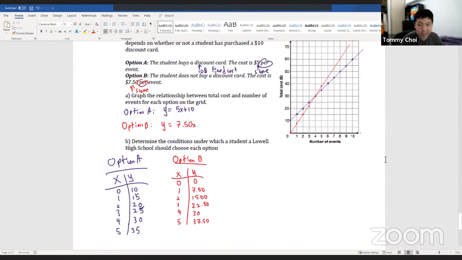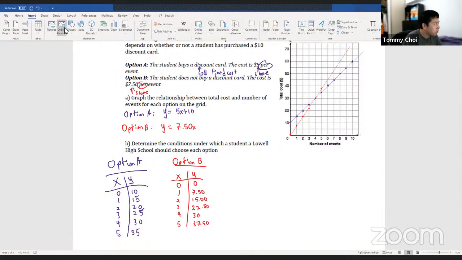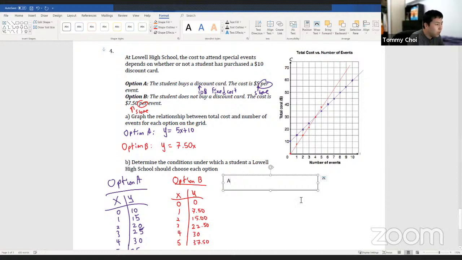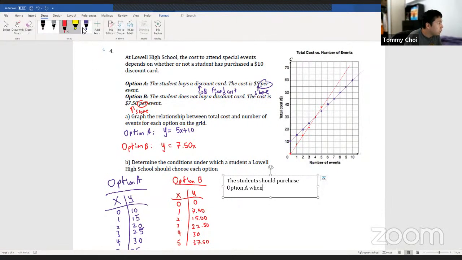So notice how the question doesn't ask us what the point of intersection is, but the question does ask us what are the conditions on which a student should buy each option. So the students should purchase option A when what? When should these students purchase option A? So right now we have this is option A. And this is option B.